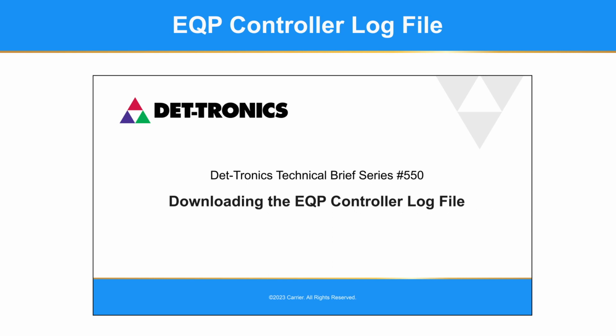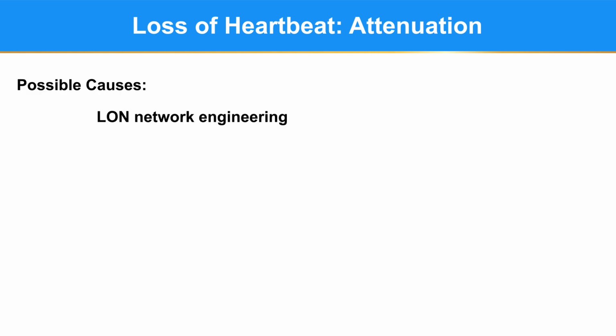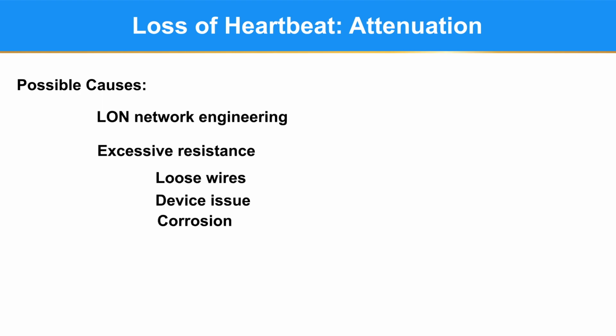Now, let's start learning about the causes of the loss of the heartbeat. Attenuation is where signal strength is weakened so much the heartbeat is not making it around the network. It is typically caused by a problem with network engineering, long runs with too many devices, or excessive resistance due to loose wires, a device issue, or corrosion.